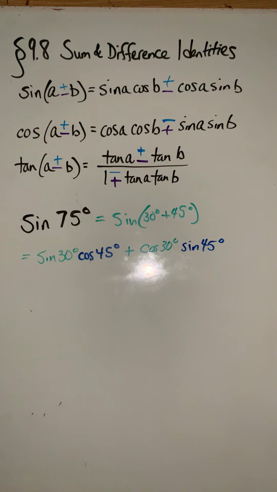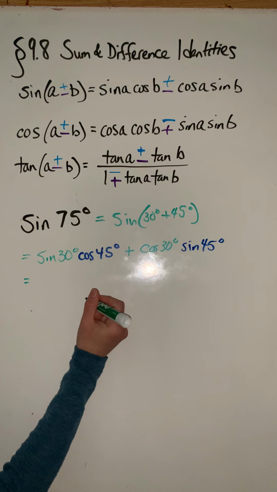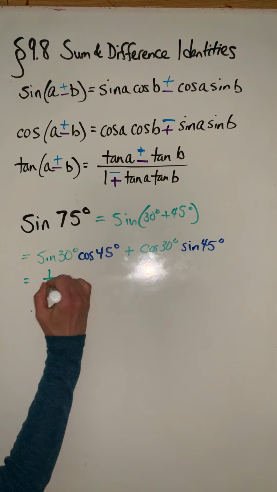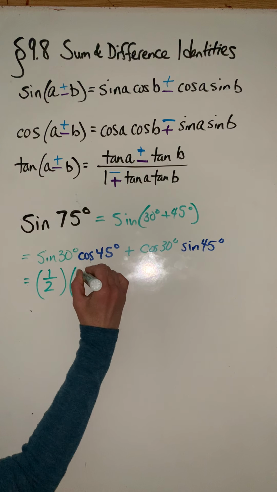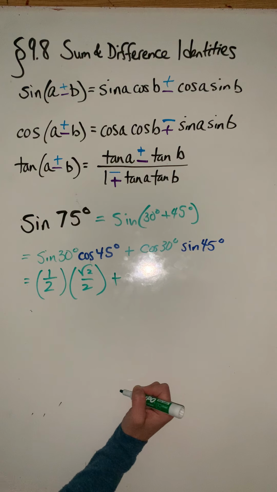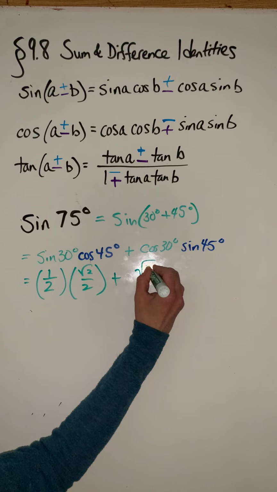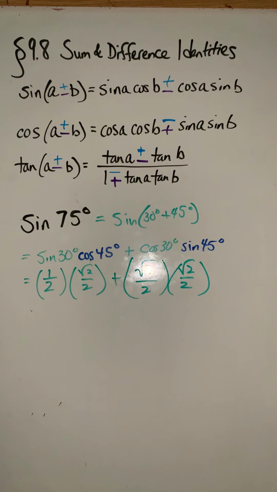Now, it's just a matter of evaluating those. So yay, hopefully you remember your unit circle at this point. The sine of 30 degrees is 1/2. The cosine of 45 degrees is root 2 over 2. Cosine of 30 is root 3 over 2. And the sine of 45 is root 2 over 2.